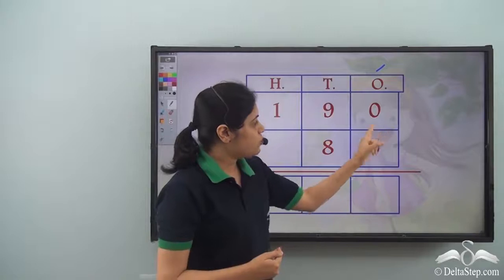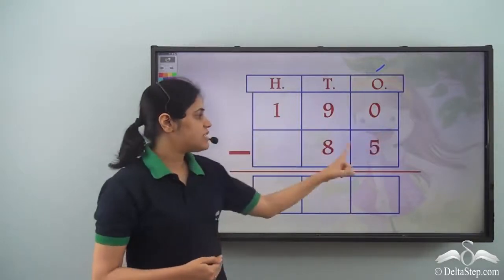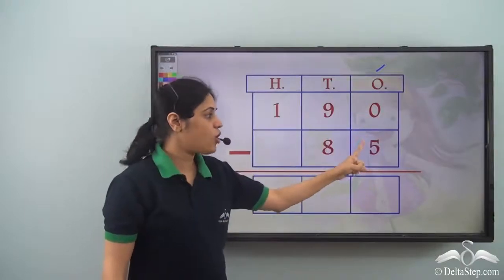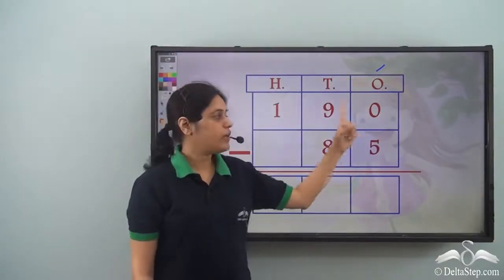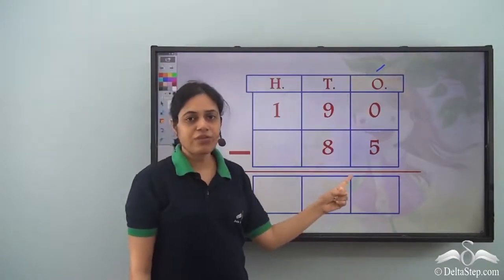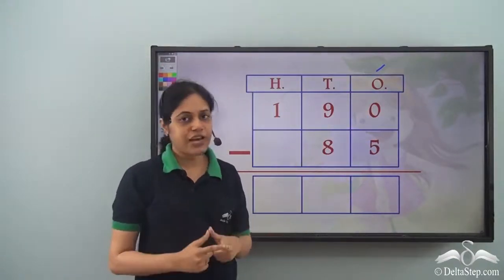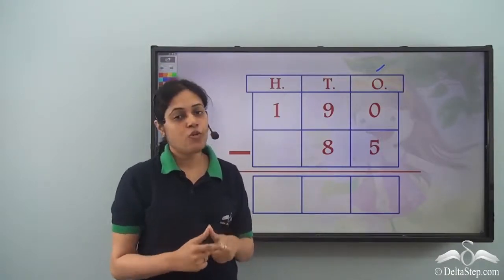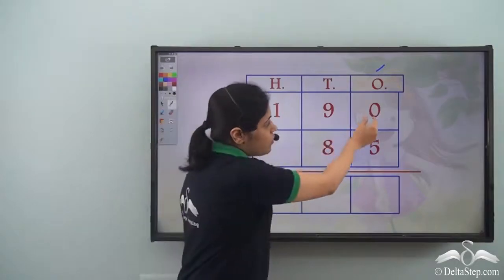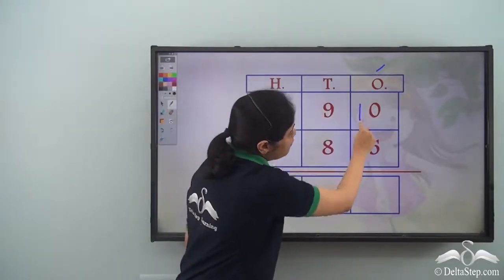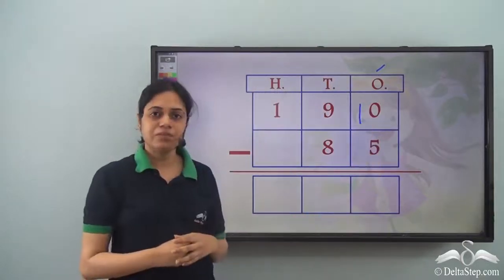So in the ones room I have 0 minus 5. Notice it is 0 minus 5 and not 5 minus 0 because 0 is written on the top. Now I cannot subtract 5 from 0 because 5 is bigger than 0. So what will I do? 0 will borrow 1 from 9. So when 0 borrows 1 from 9, it becomes 10.